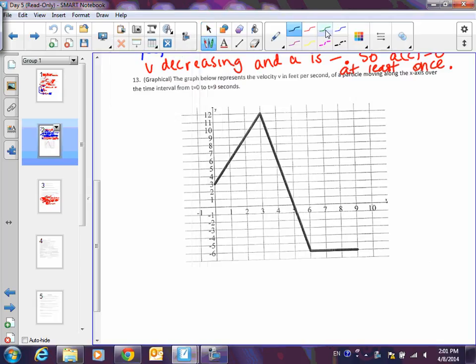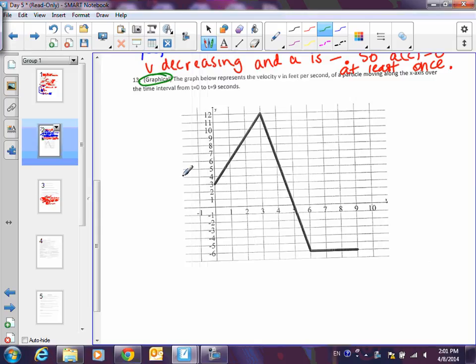Alright, so motion and calculus day 2. We looked yesterday at a problem that had an equation, and we looked at one that had a table. Now we're going to look at a graph. And these are typically no calculator problems. They don't give us the go-ahead on the calculator.